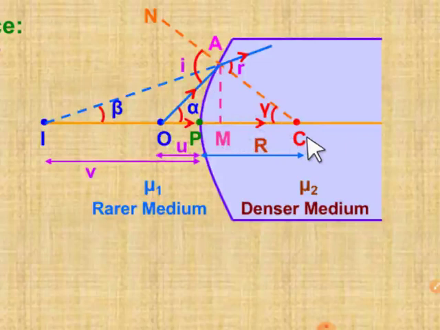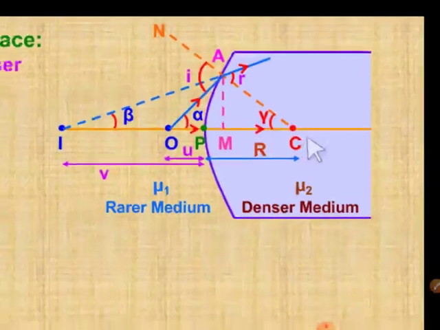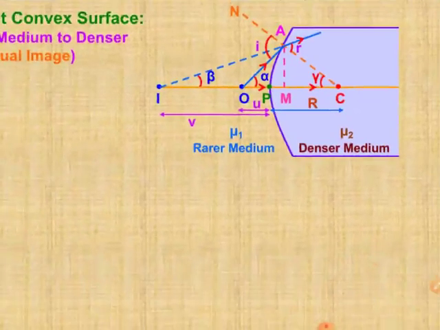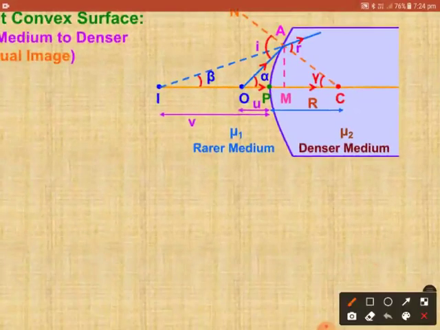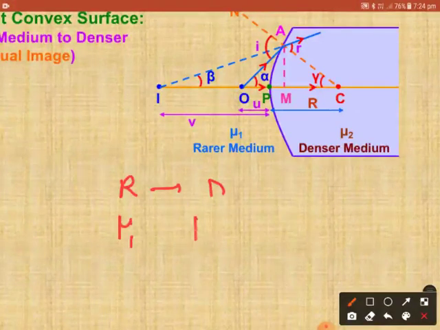The same logic or the same mnemonic will be used here. So let me write that one here. Okay, refraction is from where to where? From rarer medium to what? Denser medium, right? Having what? Refractive index mu1 and mu2.